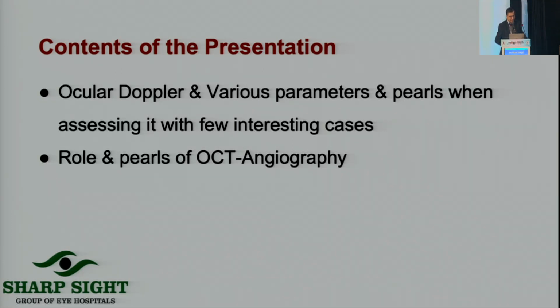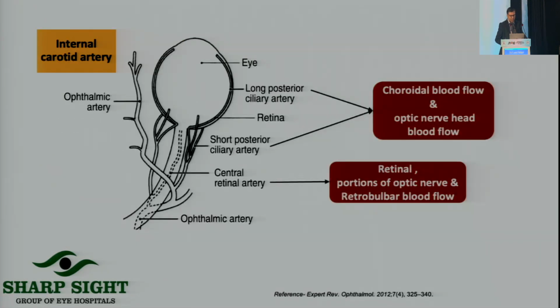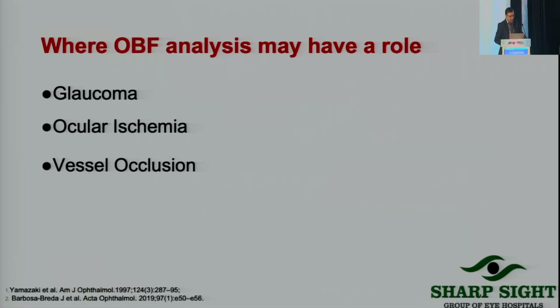In the first part, I would be talking about the color Doppler imaging, and in the second one, about the OCT angiography. Before I start my presentation, a brief outlook of what the ocular blood flow is. The main artery is the internal carotid artery that gives rise to the ophthalmic artery, and we have the short posterior ciliary arteries as well as the central retinal artery, which basically form the blood flow to the optic nerve head.